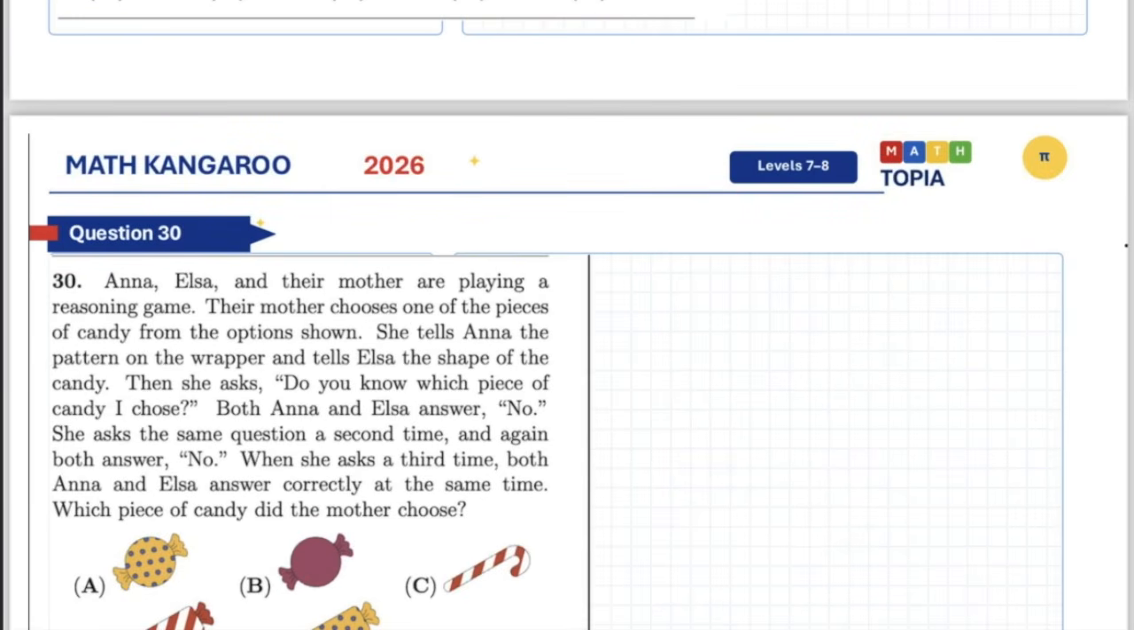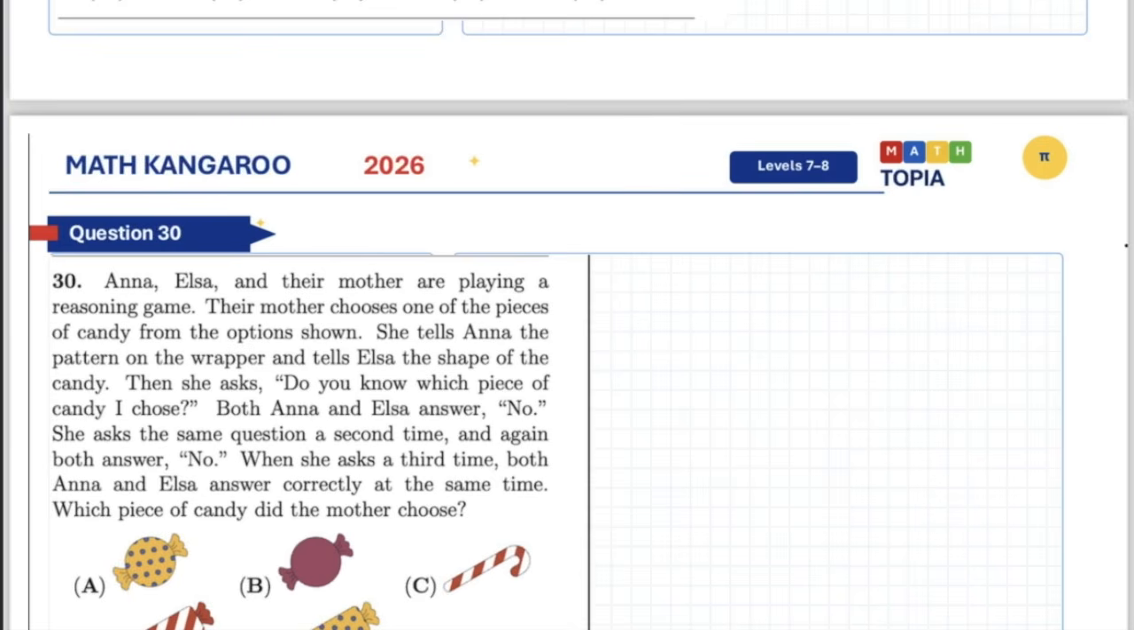Anna, Elsa, and their mother are playing a reasoning game. Their mother chooses one of the pieces of candy from the options shown. She tells Anna the pattern of the wrapper and tells Elsa the shape of the candy. Then she asks, "Do you know which piece of candy I chose?" Both Anna and Elsa answer no. She asks the same question a second time, and again, both answer no. When she asks a third time, both Anna and Elsa answer correctly at the same time. Which piece of candy did the mother choose?